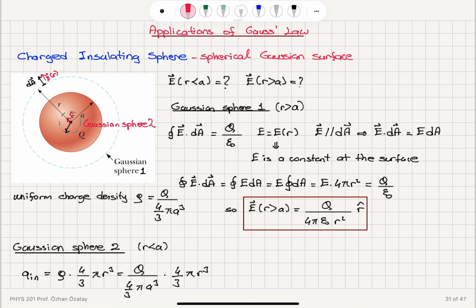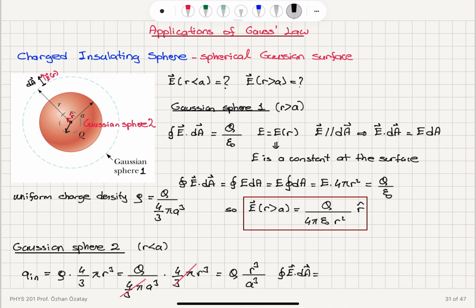Now I have the 4/3 pi canceling out, and this gives me, for the charge enclosed, capital Q times r cubed over a cubed. Now if I write the closed surface integral of E dot dA, the total flux through this Gaussian sphere 2, once again the same arguments apply here.